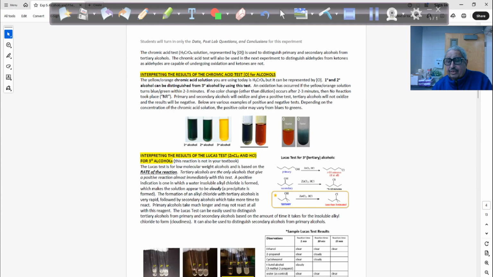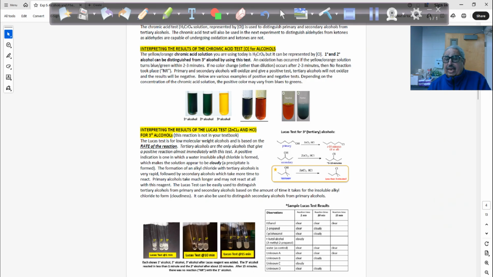You can read all the stuff here. So here it is with chromic acid. If it changes to a greenish color, there is a reaction. If it stays like this, there is no reaction. Chromic acid oxidation: you get dichromate or chromate sulfate in sulfuric acid. It's a highly toxic oxidation agent, so you have to be careful. Thus, you can differentiate between the alcohols, secondary or primary.